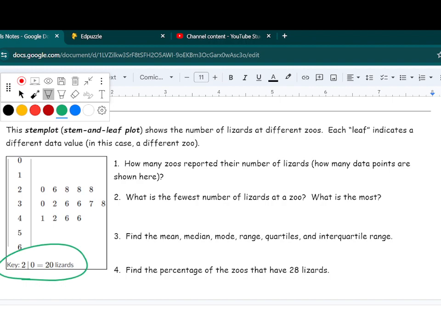In this case, we're talking about lizards. So 2 line 0 means 20. Each leaf indicates a different data value, in this case, a different zoo with their number of lizards.